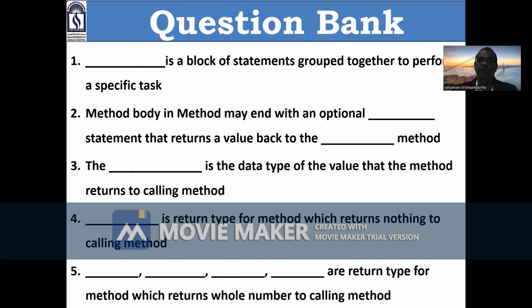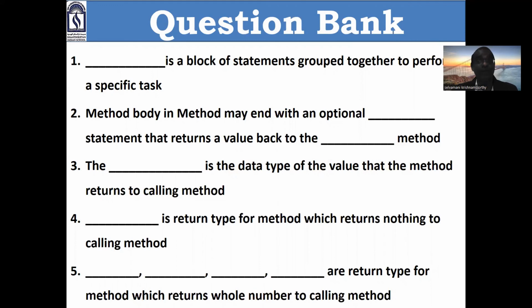So this is the time for our question bank as usual. Still, if you have doubts, play back the video, listen to the video, and then try to answer the questions. Good. Now I'll tell you the questions. Number 1. Dash is a block of statements grouped together to perform a specific task. Can anyone try the answer? Good. Method is the correct answer. So a method is a block of statements grouped together to perform a specific task. Try out the second question. The method body in a method may end with an optional dash statement that returns a value back to the calling dash method.